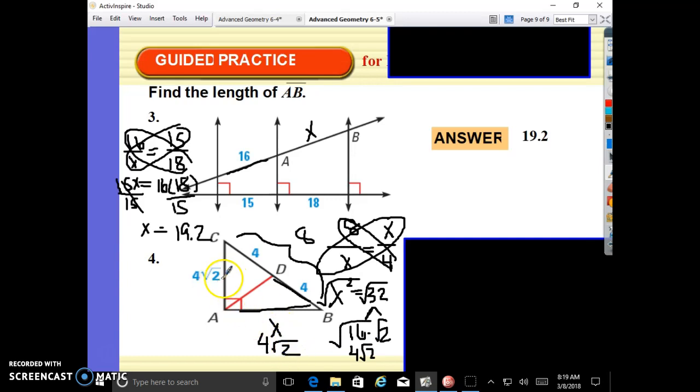You might notice that this is actually an isosceles triangle. This is a 45, 45, 90: x, x, x rad 2. Is 4 rad 2 times rad 2 equal to 8? Yes, because 4 rad 2 times rad 2 is 4 times rad 2 squared. Squared and square root cancel each other out. 4 times 2 is 8. So this checks out. It makes sense.